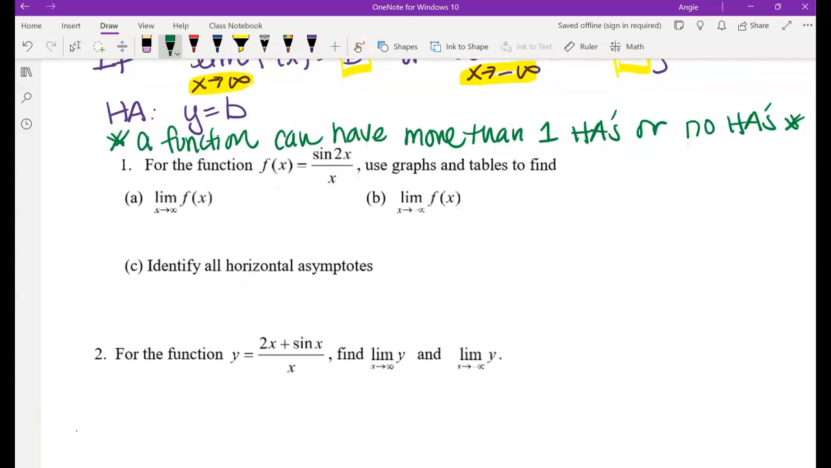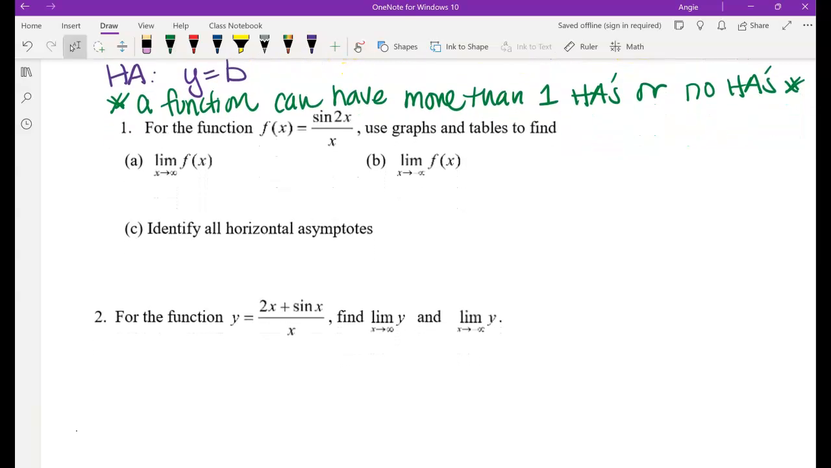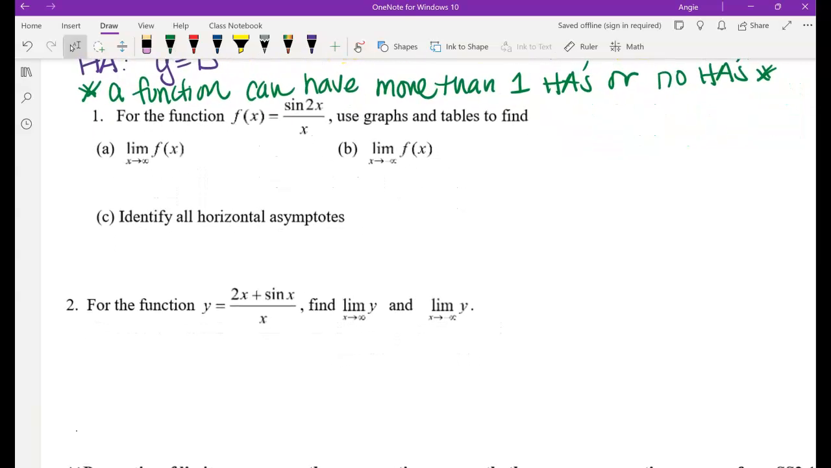So let's look at example 1. It says for the function f of x equals sine 2x over x, use graphs and tables to find the limits. It is our very first example, that's why it is asking us to use graphs and tables. For this particular case, I'm going to show you the graph first on Desmos, and then I'm going to talk you guys through it.